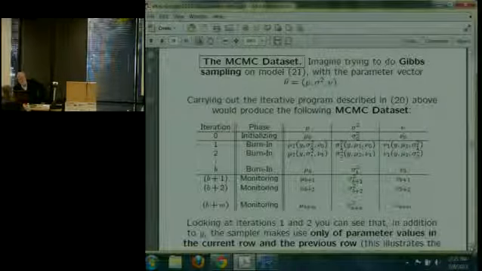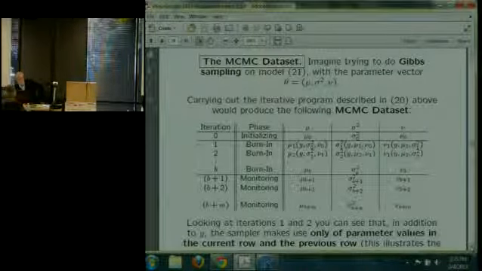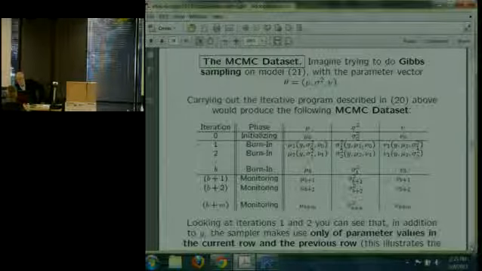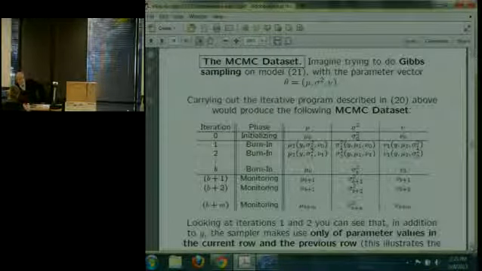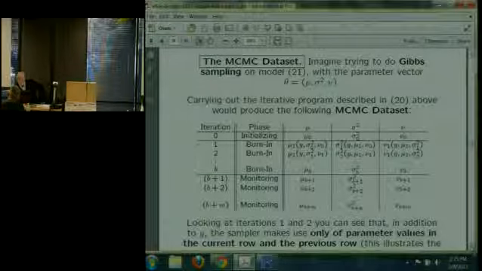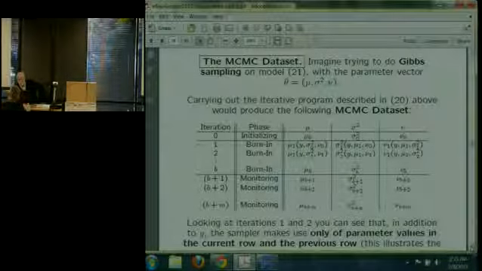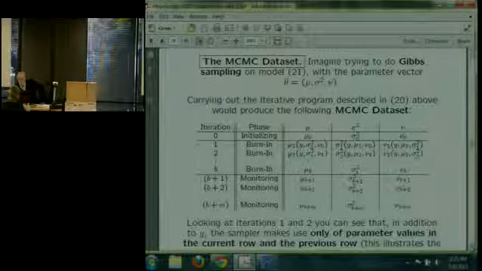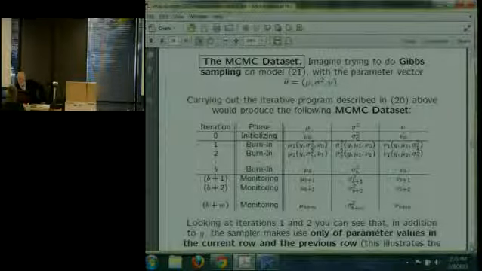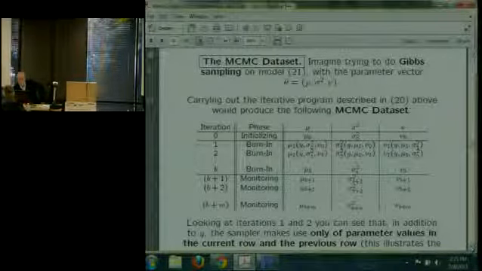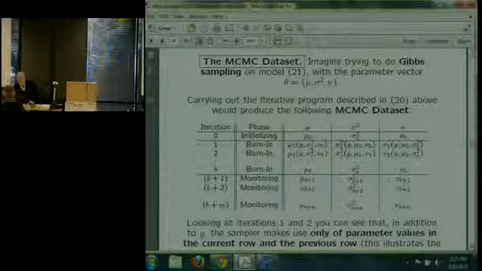After you've decided that you're in equilibrium, you take rows 0 through b in this data set and throw them away. And then you choose a number little m that says how long you want to monitor, and you monitor throughout that period, and then apply standard descriptive summaries to the elements in the mu, sigma squared, and nu columns to learn about the posterior distribution. So there you go. That's Gibbs sampling.